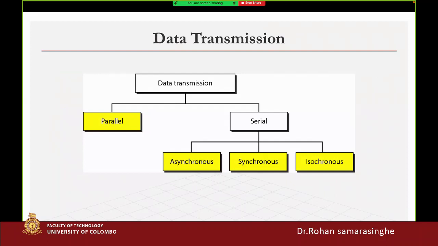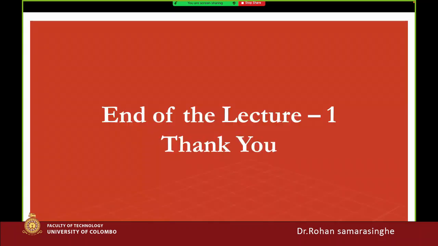So finally, you have to understand data transmission. There are two types, parallel and serial. Serial can once again be divided into synchronous, asynchronous and isochronous. Synchronous means simultaneous or at once. Asynchronous means at different time intervals. So that is the end.